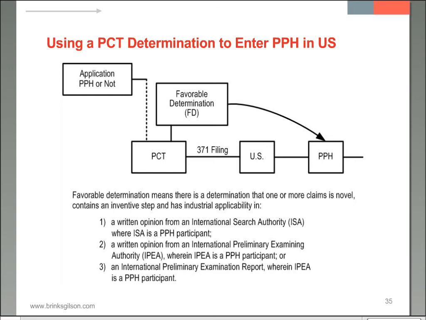Okay, here's an example where a PCT application is the trigger for the PPH. Here, what we're calling a favorable determination, we're calling it FD, has occurred in the PCT. That means that there's been a favorable indication in the search report, a written opinion, or some kind of examination report. And based on that paper, you can go into other countries via the PPH.